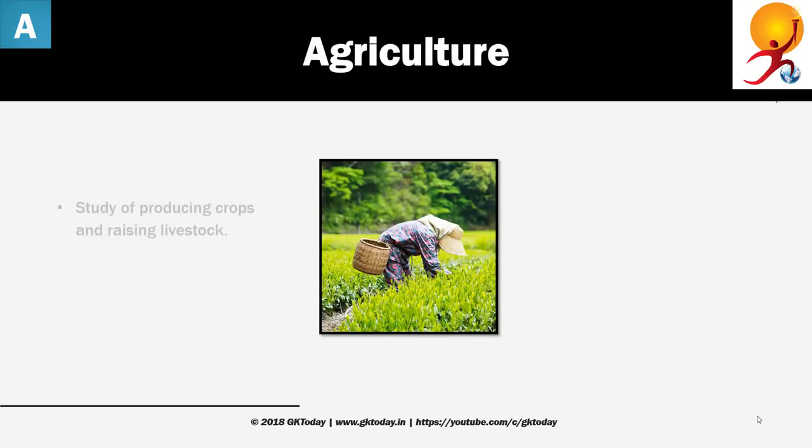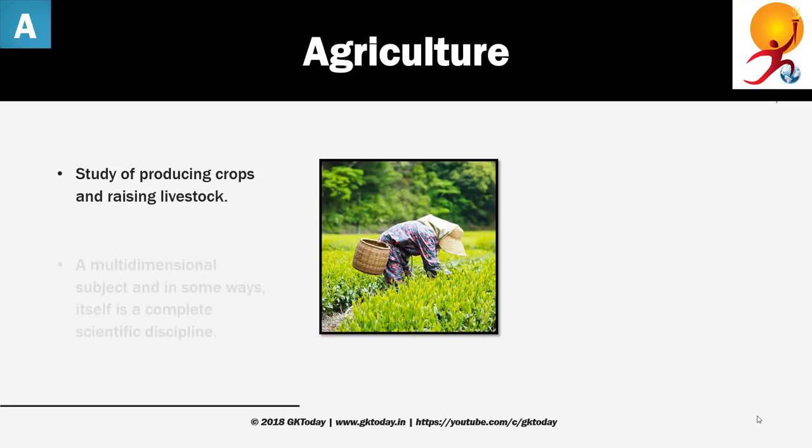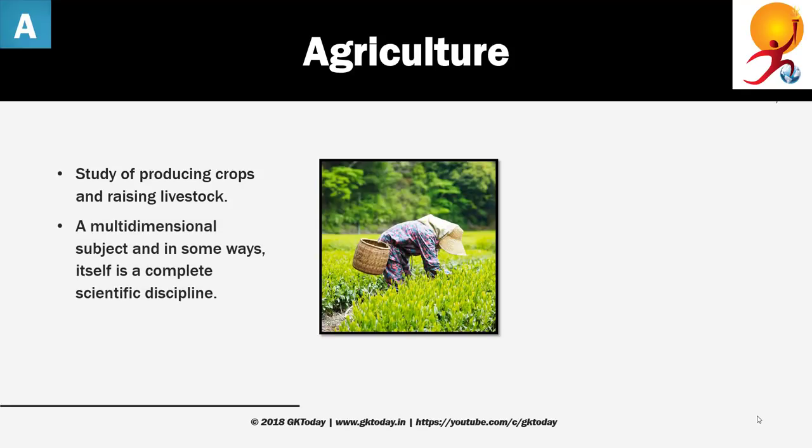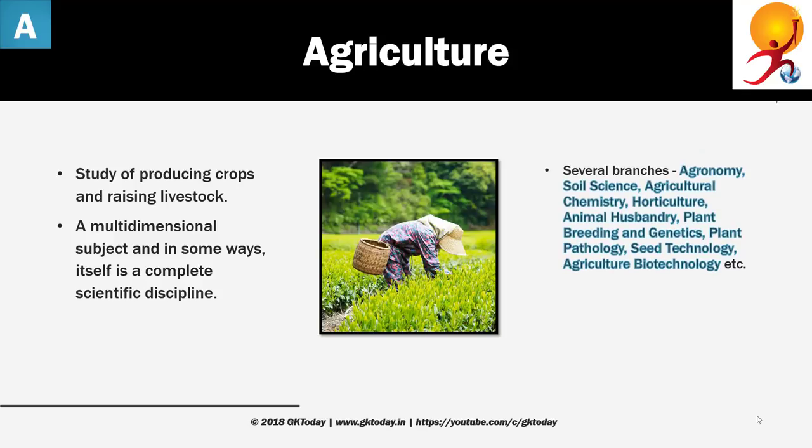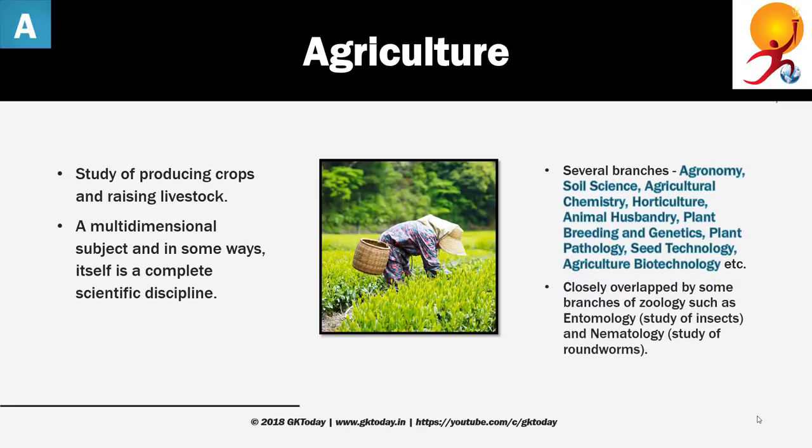The next is agriculture, which is of course the study of producing crops and raising livestock. It is a multidimensional subject, meaning it covers a lot of things and can be considered a branch of science on its own. And it has several sub-branches like agronomy, soil science, agricultural chemistry, horticulture, etc. It is also closely overlapped with branches of zoology dealing with insects and roundworms.